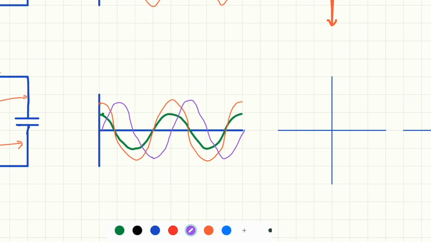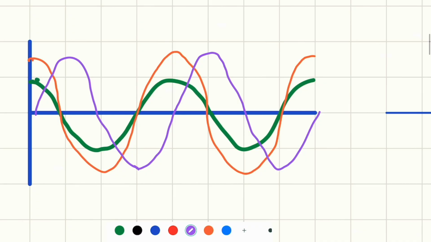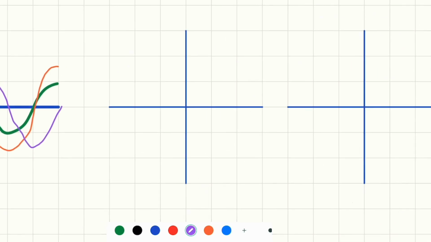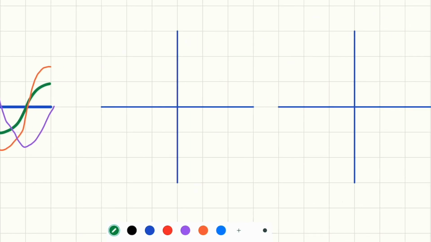So let's review. The green represents the current, and this current is the same passing through the resistor and the capacitor. The orange represents the voltage across the resistor, which is in phase. Now if you measure the voltage across the capacitor, you will find it shifts 90 degrees behind the current. So how do we represent this in the phasor diagram? So let's do it.